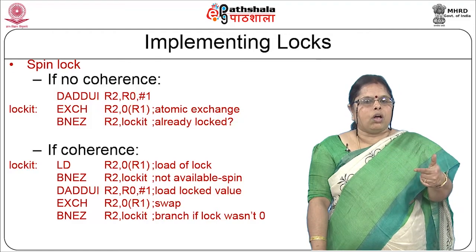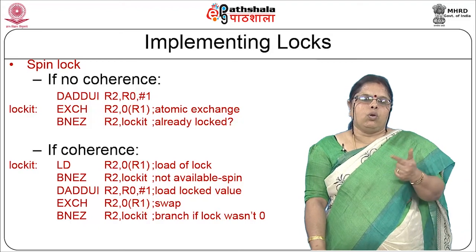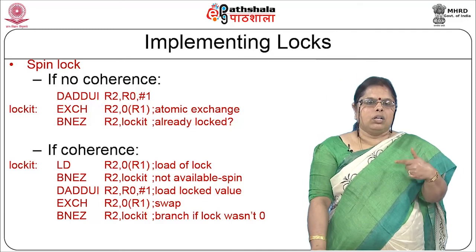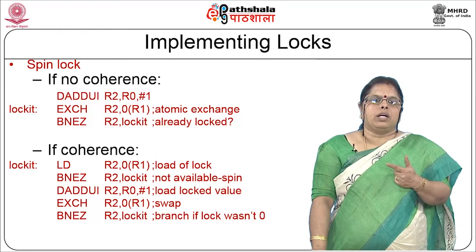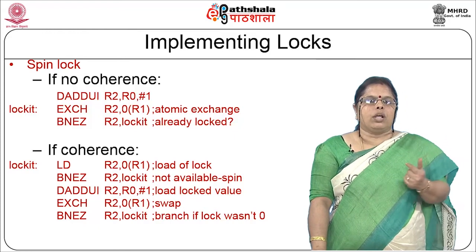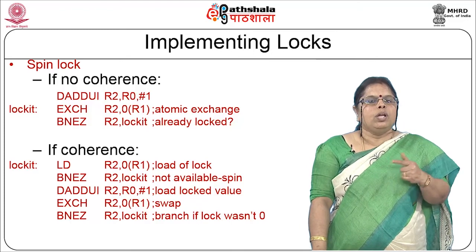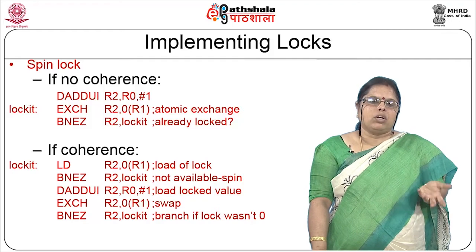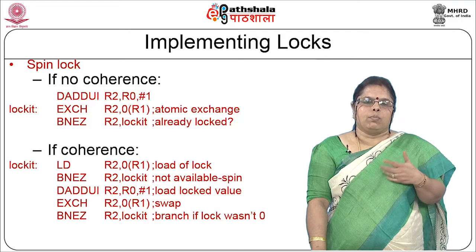Once you know that the lock has become available, that you are reading a 0 value, then go ahead and do your exchange operation. So you are doing a load locked value there. You are incrementing the value of R0 to indicate that it's going to be set, and you are exchanging with the contents of 0(R1). That is the atomic exchange that you are trying to do. And if the value returned in R2 indicates that you were not successful in acquiring the lock, then you will have to go back and do the same operation here.